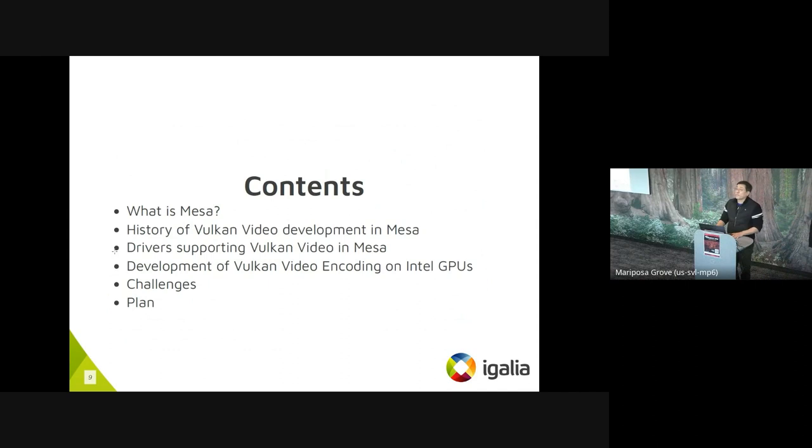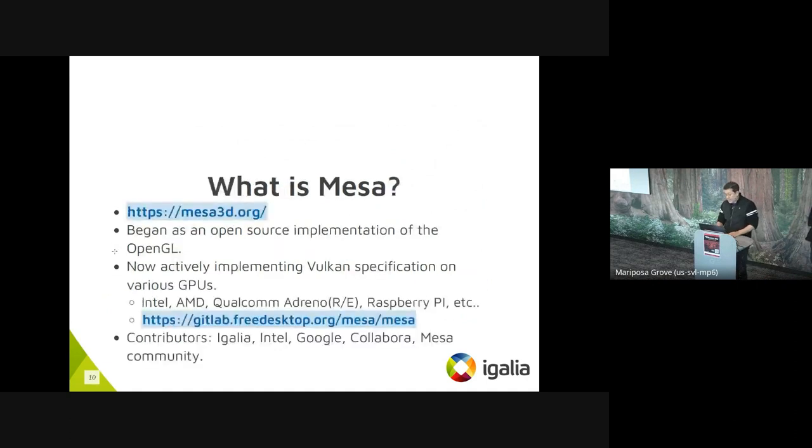So, first of all, I'm going to talk about what Mesa is about and then talk about the history of the development for this feature. And then about the current status of the Vulkan Video support in the Mesa project. And then I'm going to share some of my experience that I have had along the way, so you could get a sense of what it's like working on Intel GPUs. And then also share the challenges that I have faced so far. And lastly, the plan for this year. On Mesa, tomorrow morning my colleagues Iago and Faith are going to talk about this in detail, so I'm going to talk very briefly this time.